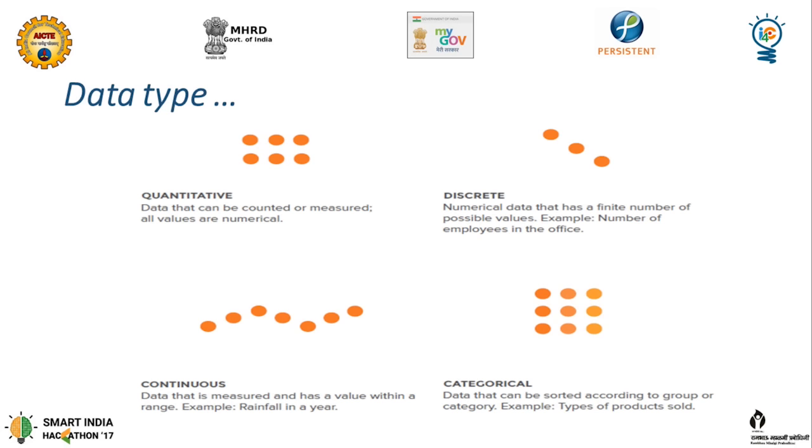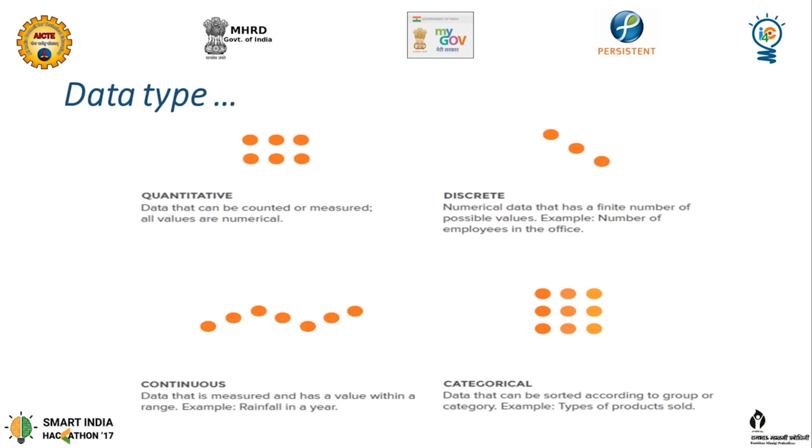Now we'll try to understand different data types, because you see this in your data and you need to be vigilant and you need to see whether your data is any of this type. First one is quantitative: data that can be counted or measured, and all values are numeric values. So my sales data, I can measure that, isn't it? So my sales data, I can say it's quantitative.